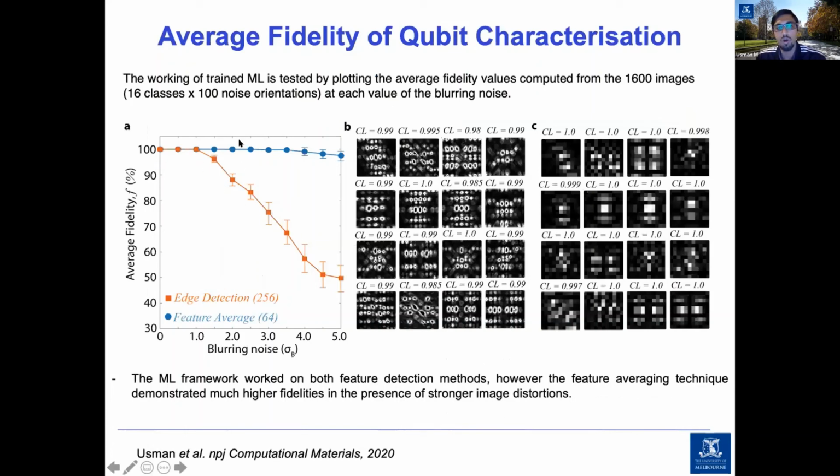These are the two plots as a function of the noise in the image. You can see that if there is very low noise, it was 100% accurate. When we ramp up the noise, we still get very high fidelity for the feature averaging case. However, for the edge detection case, the fidelity drops rather quickly. But I should note that in experimental images, the typical noise level is about 2 to 2.5%. So we still expect above 80% fidelity in those situations.